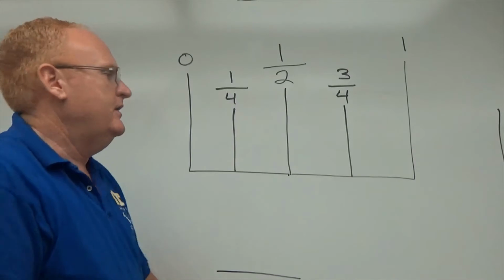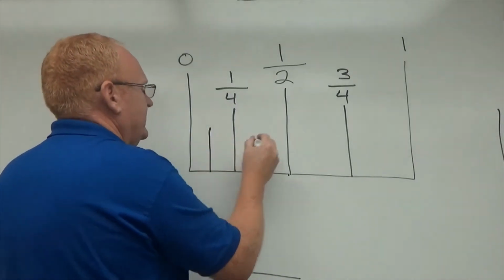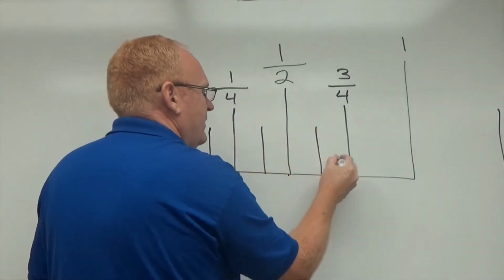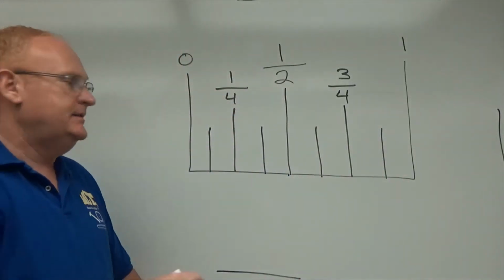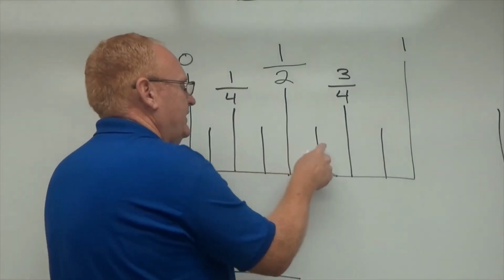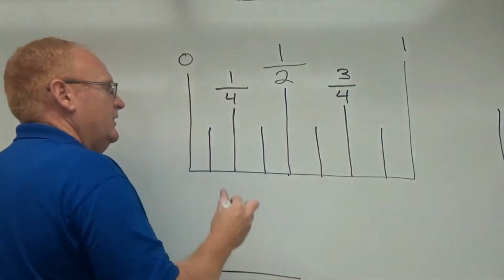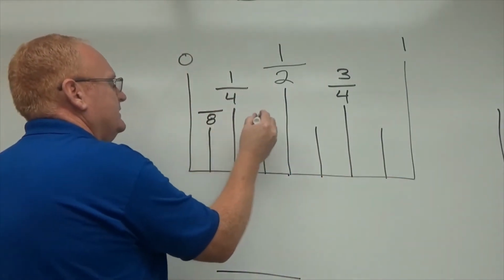Let's go a step farther. We're going to divide these in half. Now, how many parts do we have? We have 8. 1, 2, 3, 4, 5, 6, 7, 8. So, the bottom number is 8.